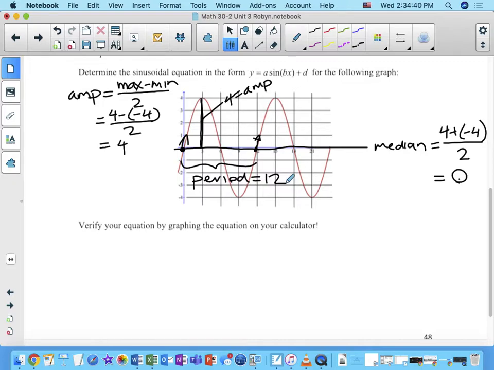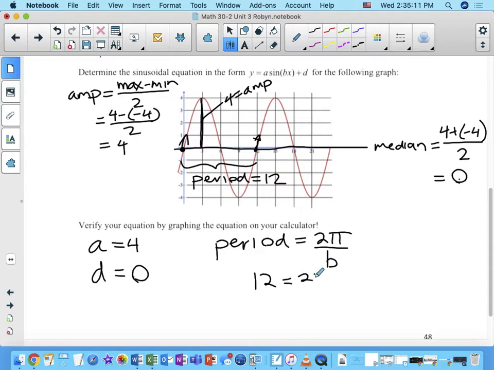So, putting this all into the equation, we know the amplitude is the A value. The median is the D value. Now the B value. We have this relationship where period equals 2 pi divided by B. We know the period. 12 equals 2 pi over B. We've got to solve for B.